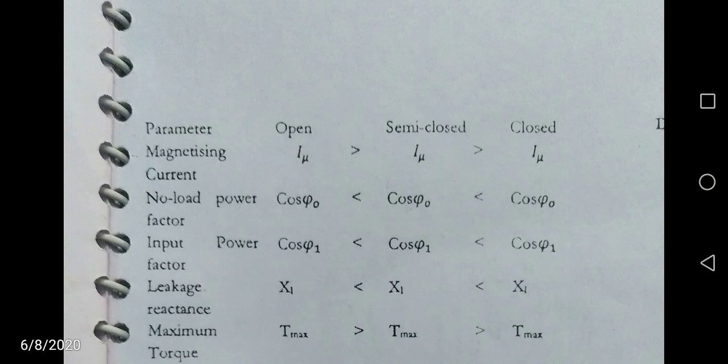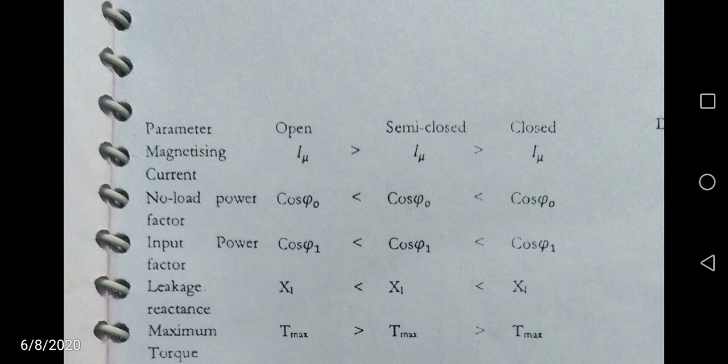Because of open slot, the air gap is more. Because of closed slot, the air gap is less. So when air gap is more, the reluctance is more. When reluctance is more, flux is less, because flux is proportional to mmf by reluctance. If air gap is more, reluctance is more, and flux is less.